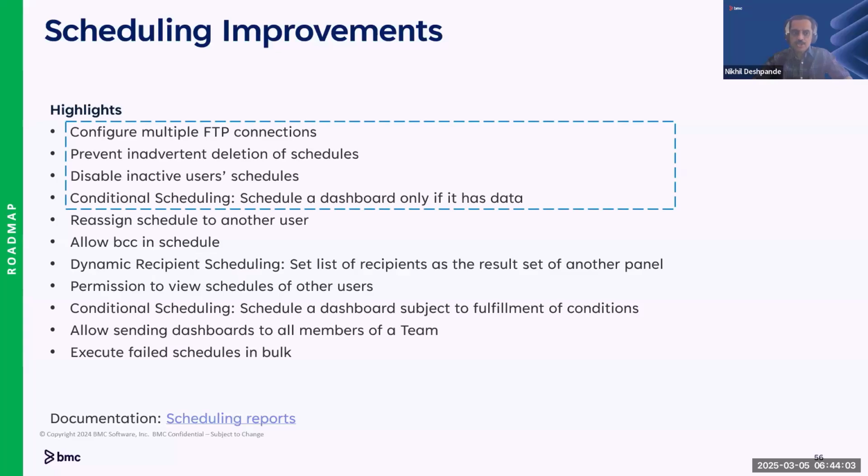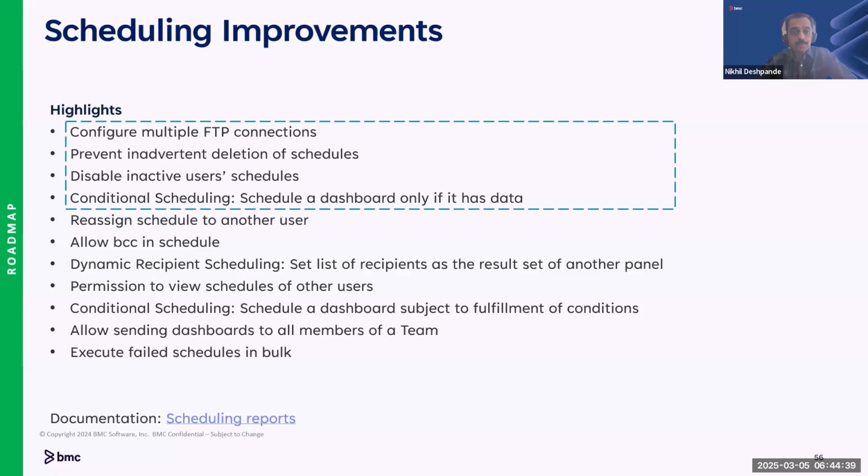The next stage of conditional scheduling is to be able to schedule a dashboard subject to the fulfillment of conditions. So these conditions will typically be a query, and depending on the result of that query, either that dashboard will be sent or not sent. Today, it's limited to just content. Don't send if it's blank. We'll go one step further so that even if it has data, but if it doesn't meet certain conditions, don't send it. So for example, certain reports, you may want to circulate them only if there are anomalies. But if everything looks normal, don't send that report.